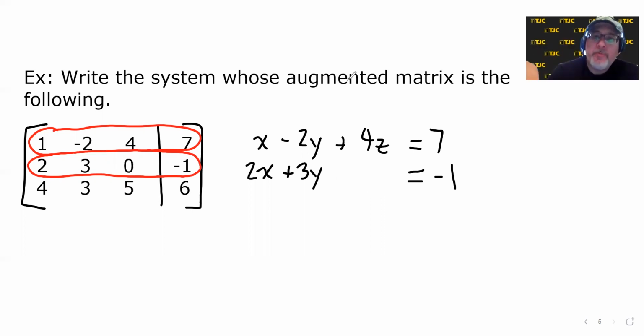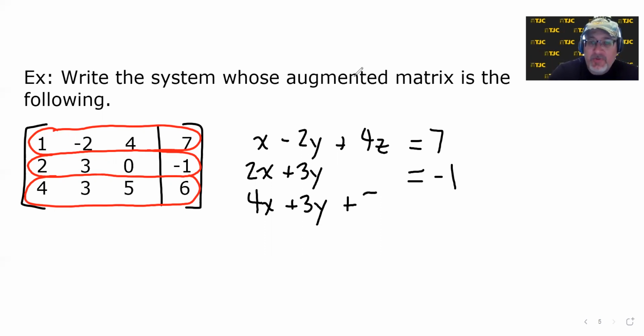What's the third row going to be? What is this 4, 3, 5, 6 going to represent? Well, the 4 represents 4x. The 3 represents 3y, more specifically +3y. The 5 represents 5z, more specifically +5z. And then the 6 on the right side of the augmentation bar represents 6 on the right side of the equal sign.